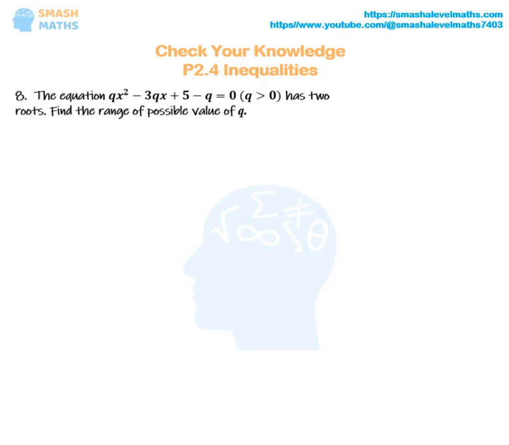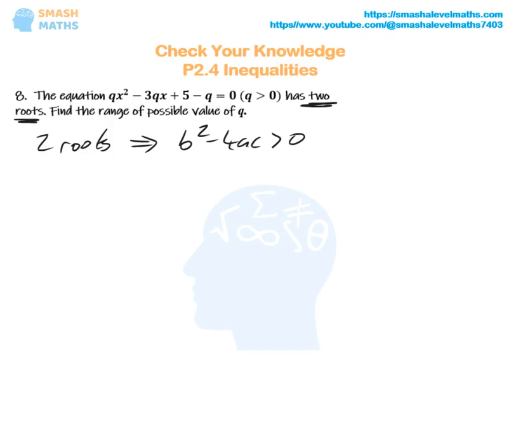Right, so we've got a quadratic, q squared minus 3qx plus 5 minus q equals 0. It's got two roots, find the range of possible values of q. Okay, so the key reason there for me is two roots. Two roots, so what's that tell us straight away? It tells us about the discriminant. It tells us that b squared minus 4ac is greater than 0.